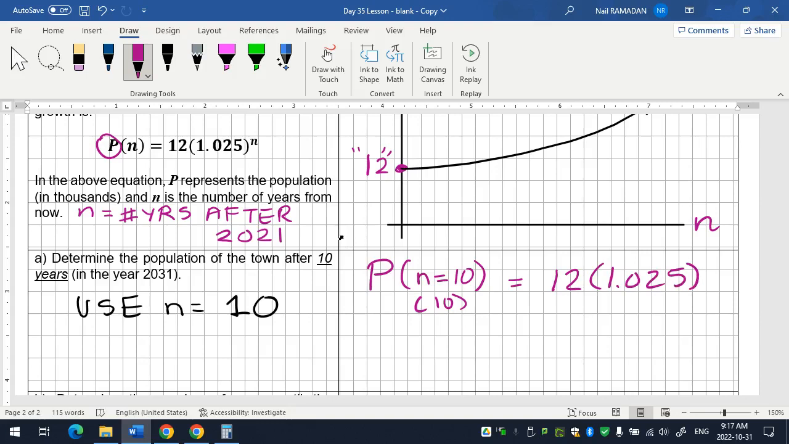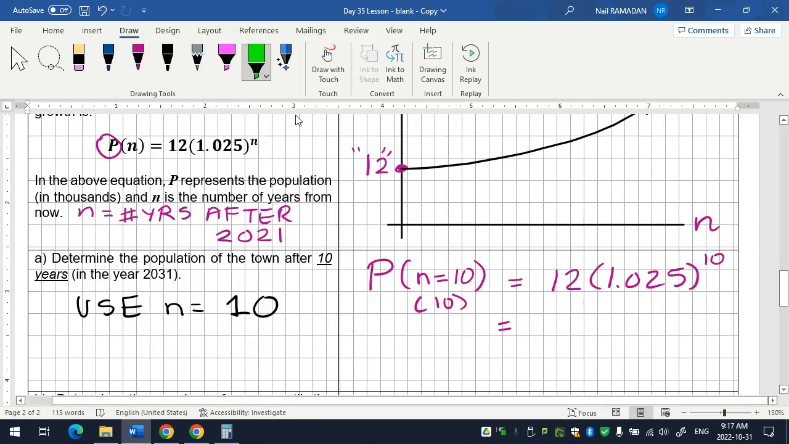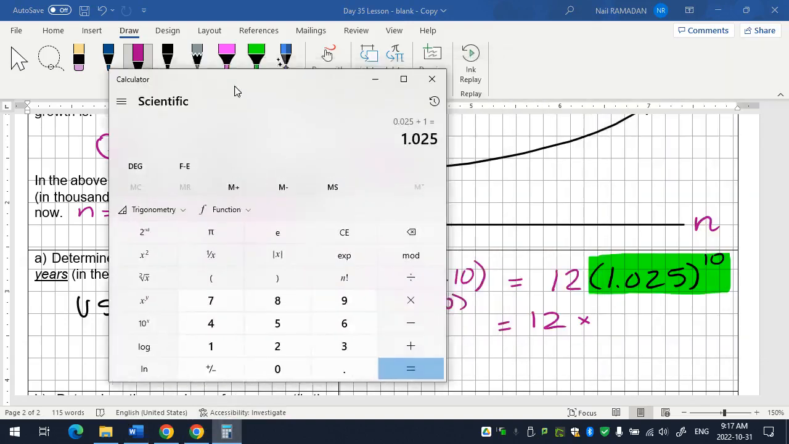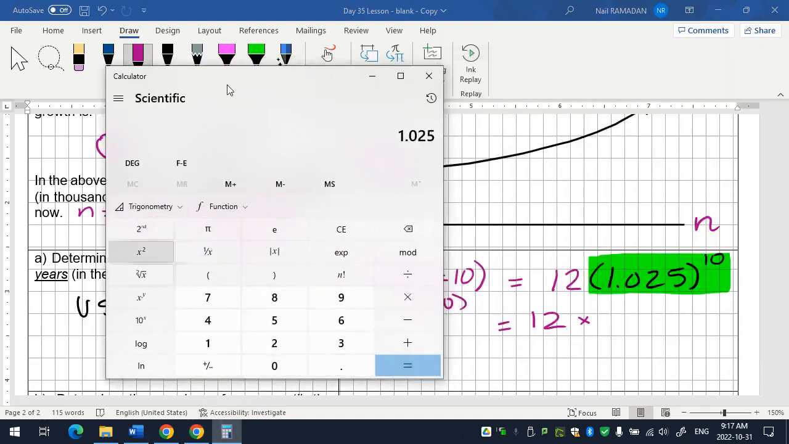Once you know a variable number, go ahead, put it in. All right. Hamza, which part of this should I do first? Which part of the equation should I evaluate first? The multiplication or the exponent? The exponent, because of what? BEDMAS. E is before M. Exponents are before multiplication. So first, I have got to evaluate this thing. It's got to be 12 times something. I don't know how much 1.025 to the power of 10 is.